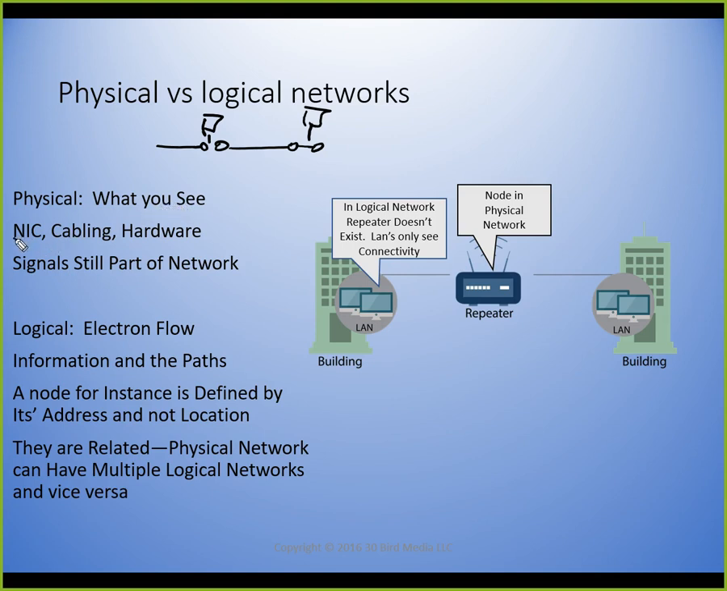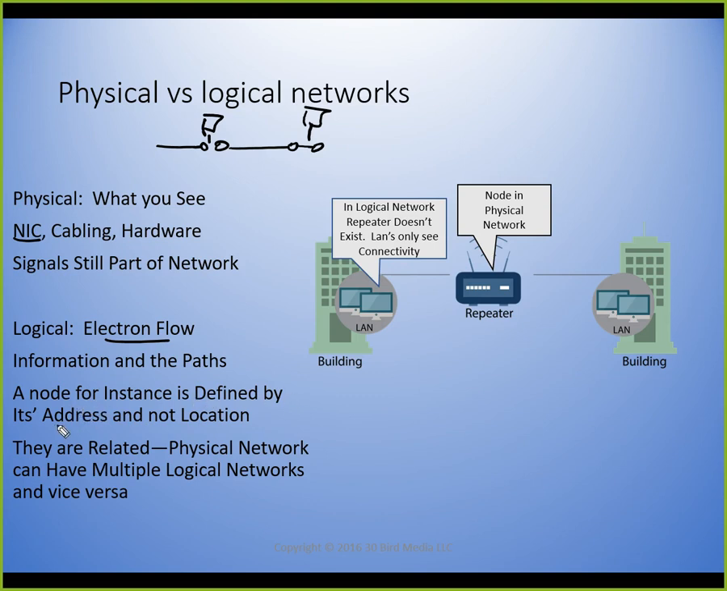What you see: the NIC, the network interface card, where we plug the cabling into, the cabling itself, hardware. Signals are part of the network. We don't really see those unless we put an oscilloscope on it. A logical network is the way the electrons flow. We can have different physical and logical networks when we do those things.